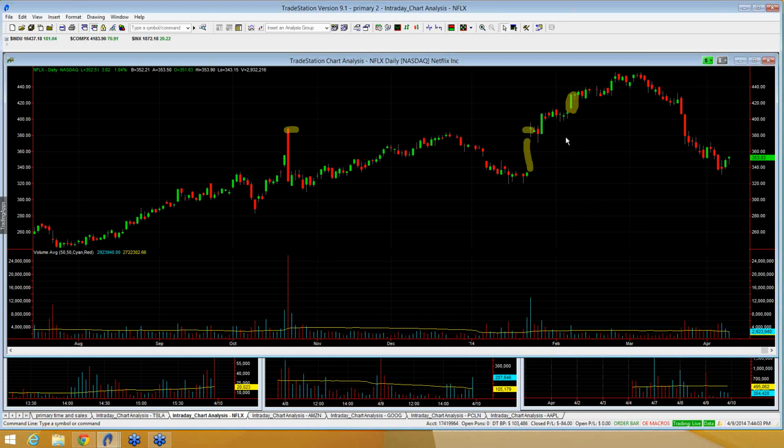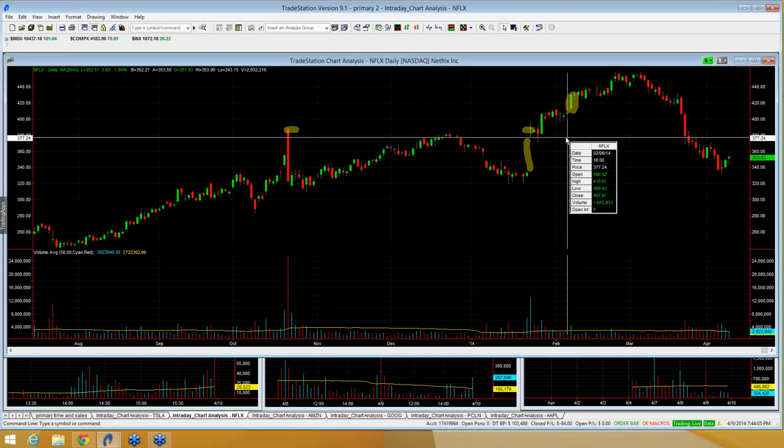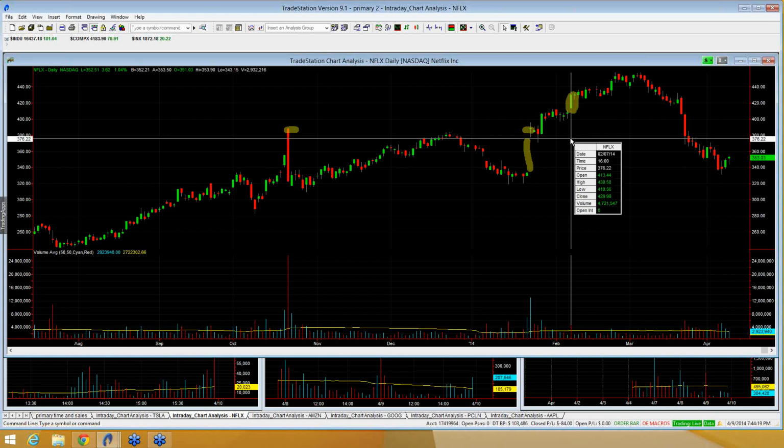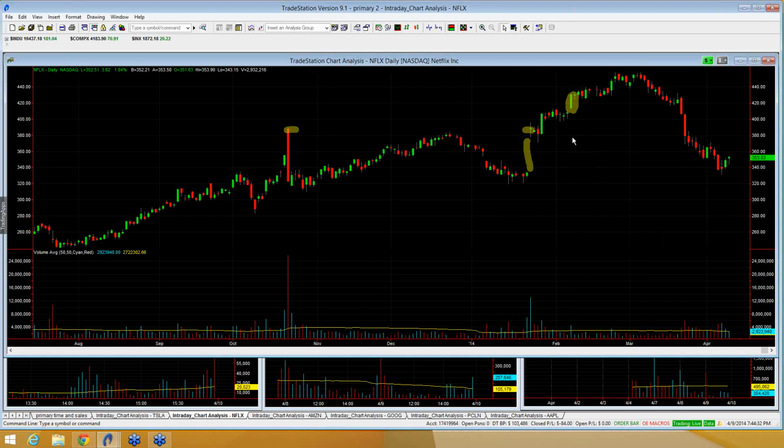All right, so Netflix on February 6th closed at 408. On February 7th, it opened at 413. So you're talking about a gap of over 1%, very solid gap. The stock opened at 413.50 and pulled back to 410.50, okay, but then was able to recover right away.